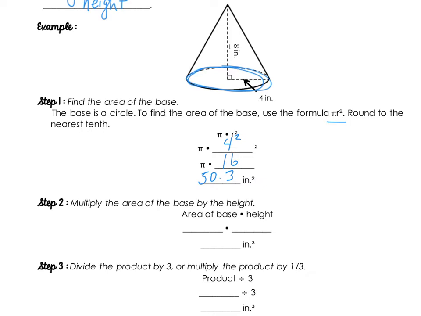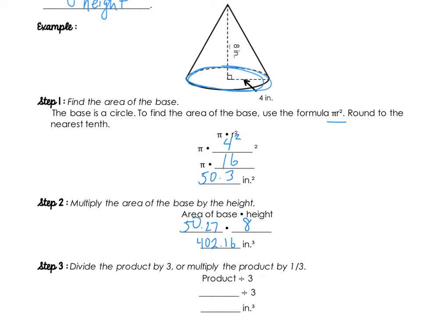Step 2, multiply that area by the height. So let's go back to that 50.27 I had. Multiply that by height, which here is 8. So when I do that, I get 402.16 if my calculator's right.